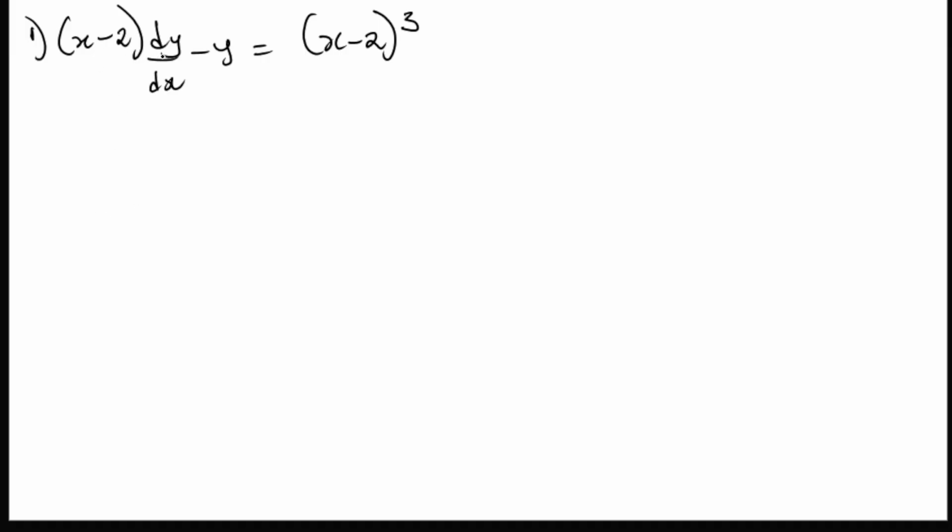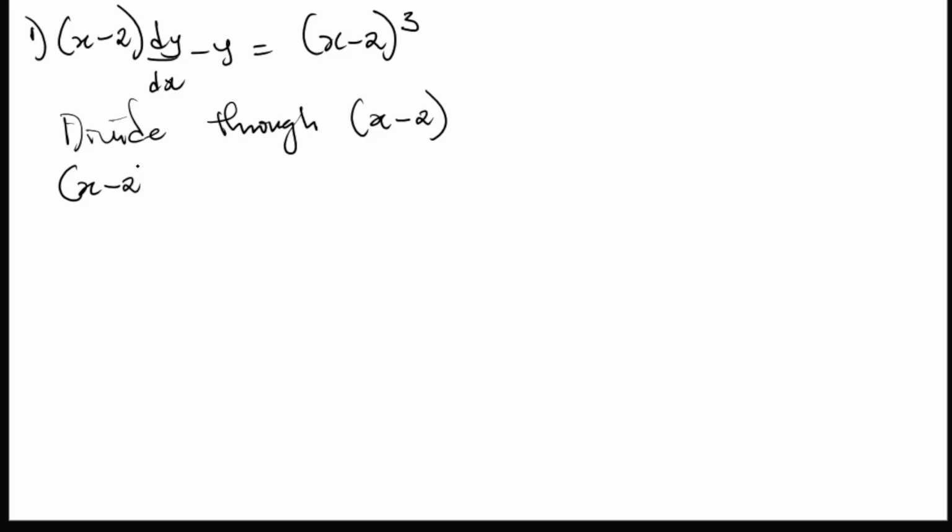Now how do you do that? This equation is multiplied by dy over dx. What you have here is multiplied by dy over dx. So what you simply do is divide your equation by x minus 2, such that you have dy over dx standing alone. You divide through your equation by x minus 2. If you do that, you have x minus 2 dy over dx, minus y, and this will be equal to x minus 2 cubed, right?